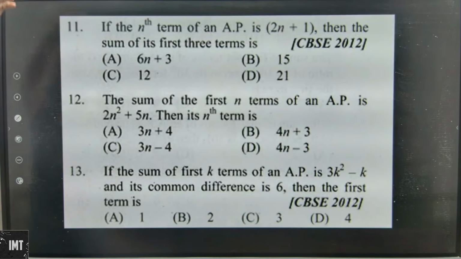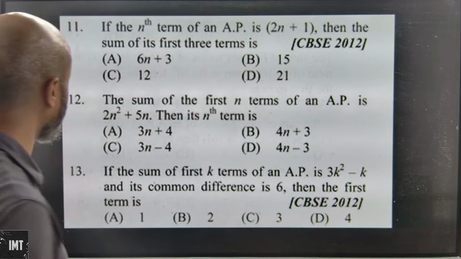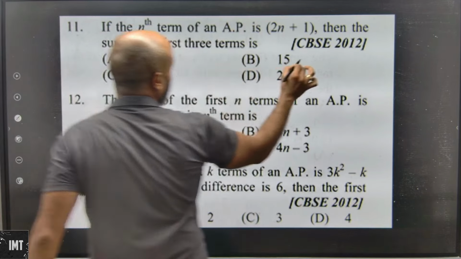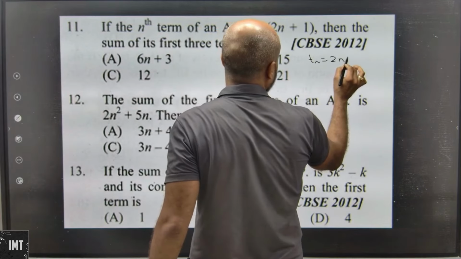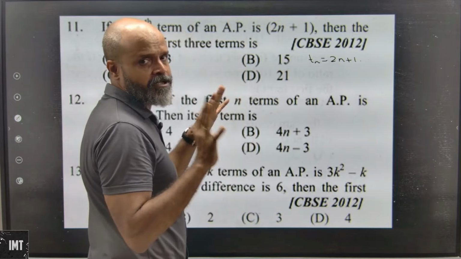Oh, this is blank. Okay. The nth term of an AP is 2n plus 1, CBSE 2012. So here we can say that the nth term of an AP is 2n plus 1. Then the sum of its first three terms. Very simple. Just think about it.